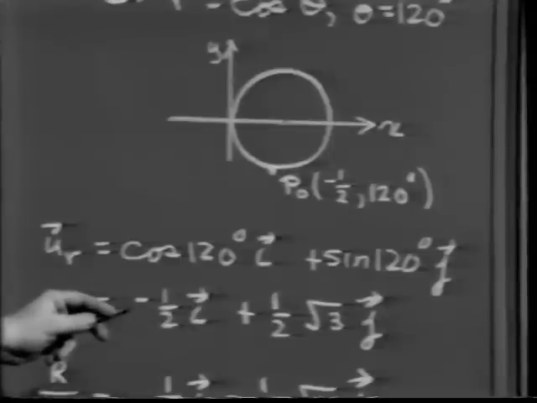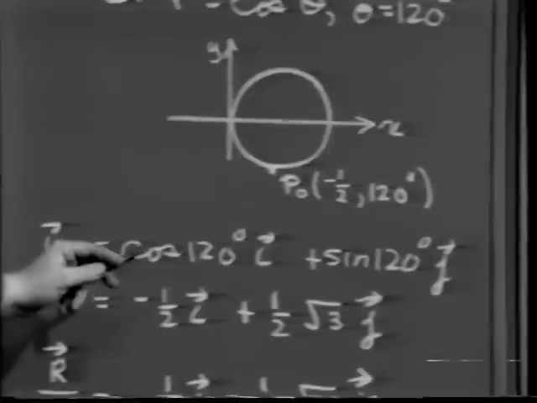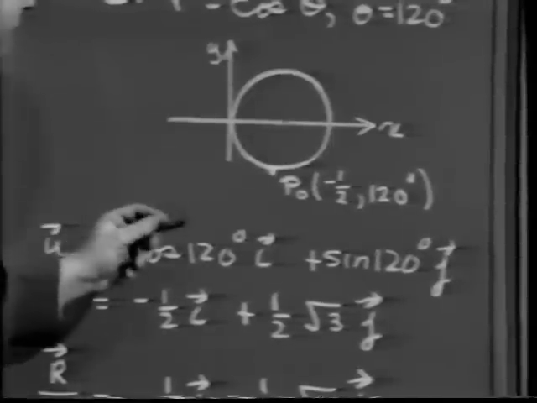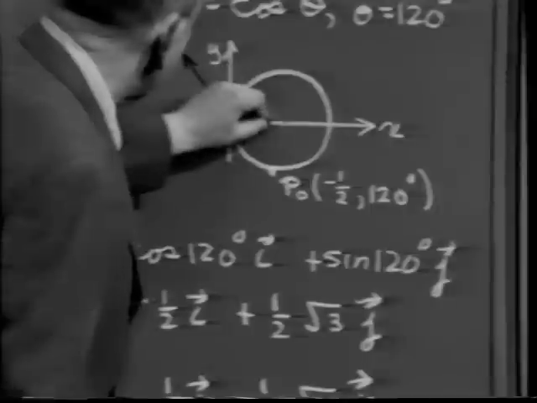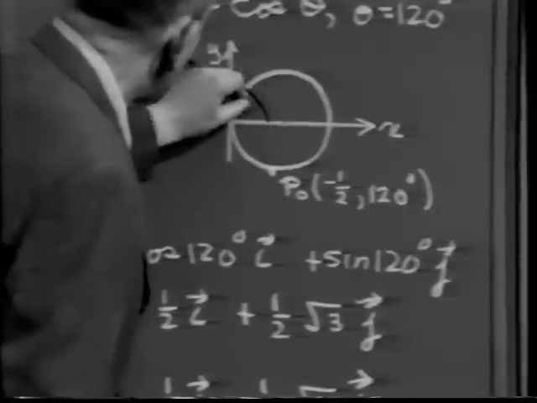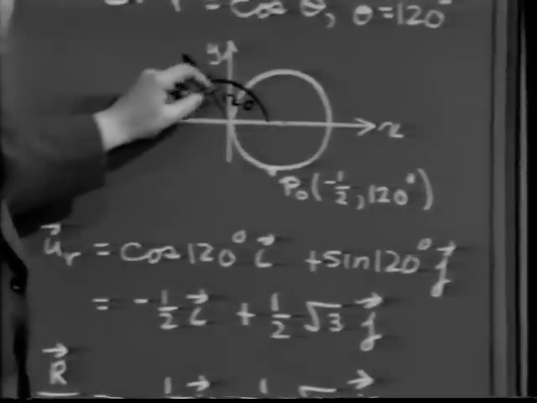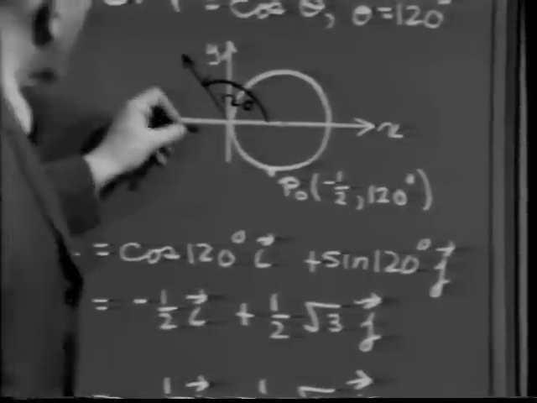On the other hand, my claim is that when theta is 120 degrees, what point are we at on the curve? You see, if I take theta to be 120 degrees, notice that when theta is 120 degrees, r is negative 1/2.